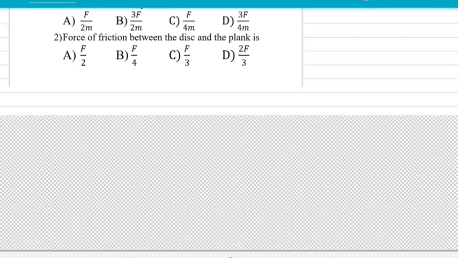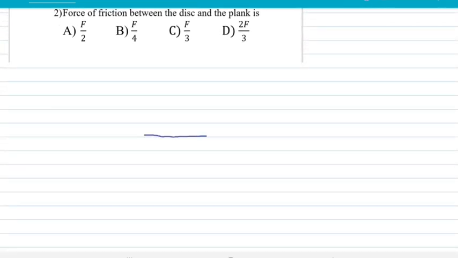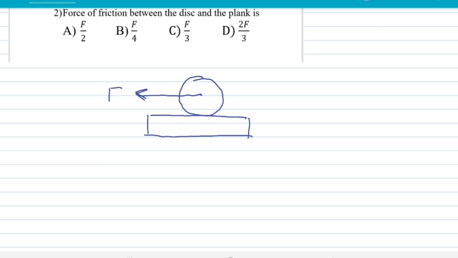First of all, we can see that on a plank, a disk is placed like this. Now on the disk, a force F is applied at the center. There is friction between the plank and the disk. The friction on the disk will be acting in the backward direction, so this friction creates a torque.